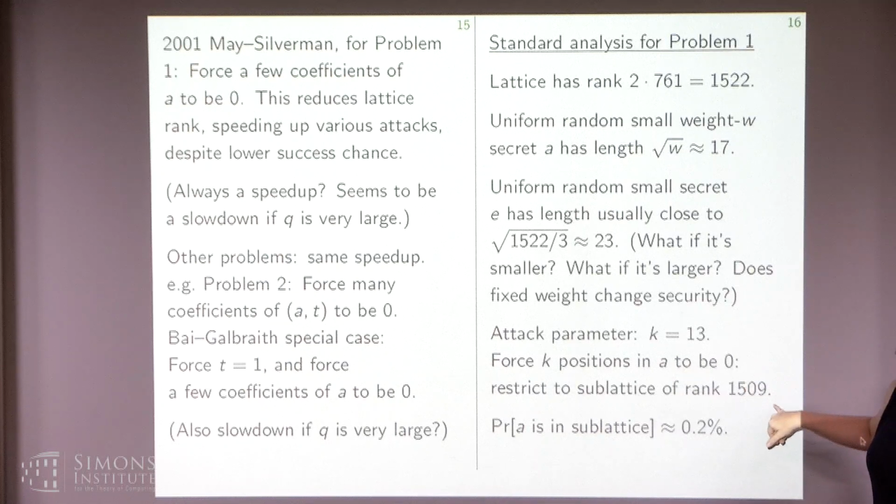On the other hand, our rank is much smaller. The degree is much smaller. We're down from 1,522 to 1,509. So then it depends on the speed of the lattice attack whether this is an improvement or not. And if not, this is the parameter to change. If it was too many or too few, you can play with the probability.